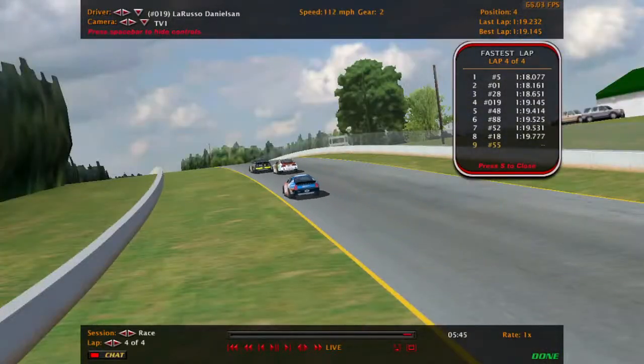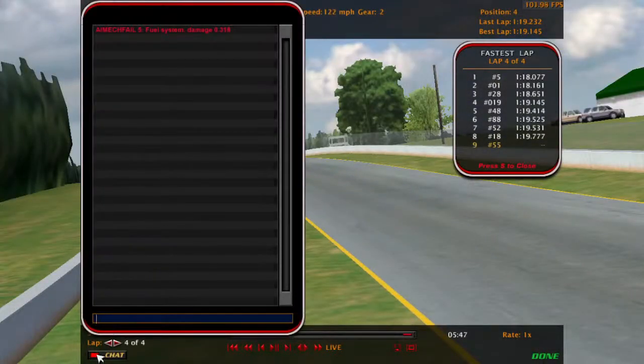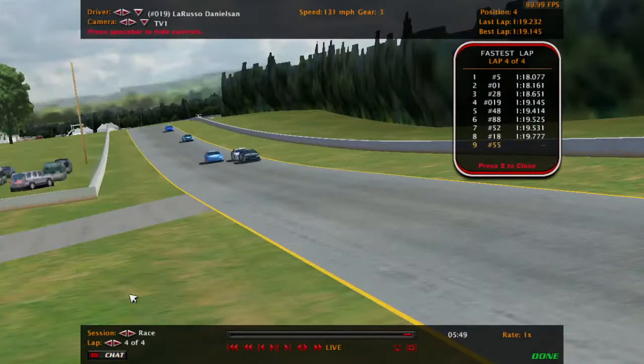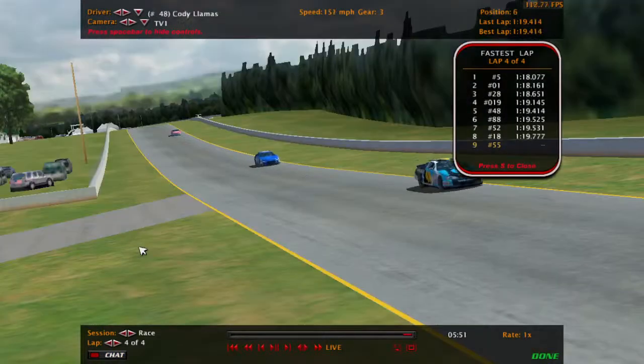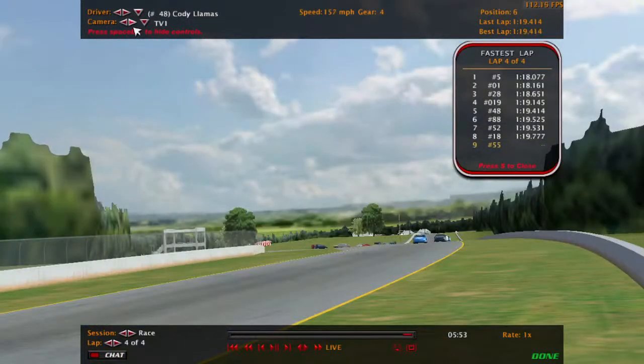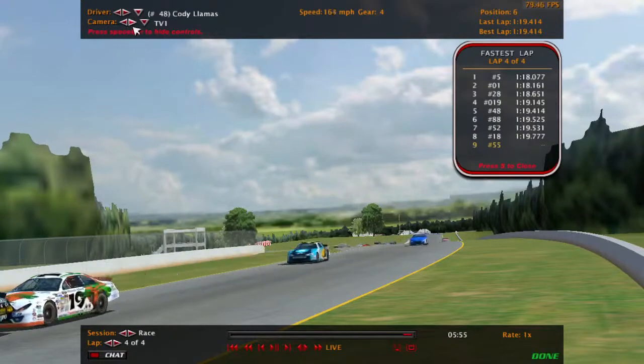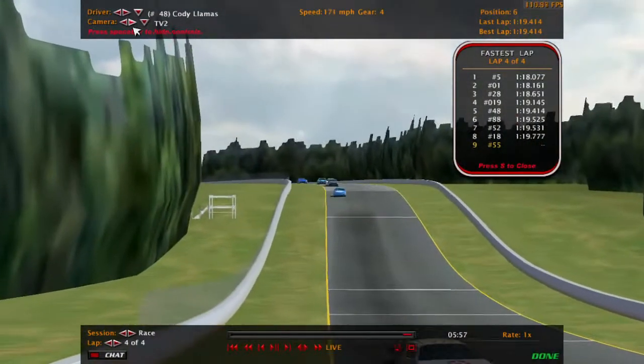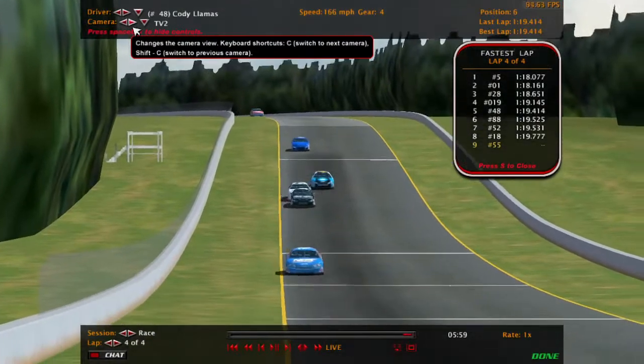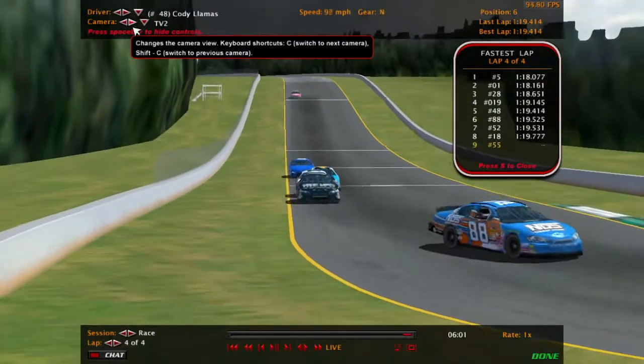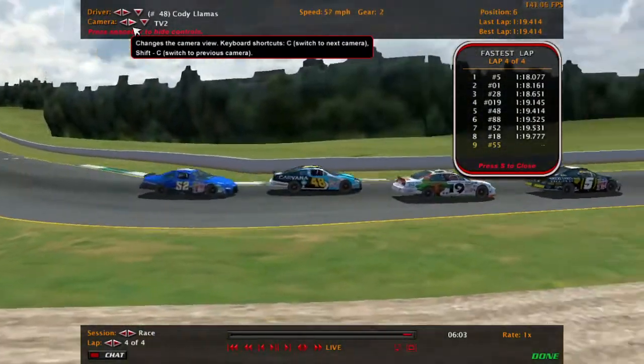Oh, is there a problem with the 5? Yes, there's a fuel system problem with the 5, so this is going to be important. There goes Vince Freeze by. Both of them there. And this is going to be incredibly critical. Can Cody Lamas get by the 19 car? Will there be a move?